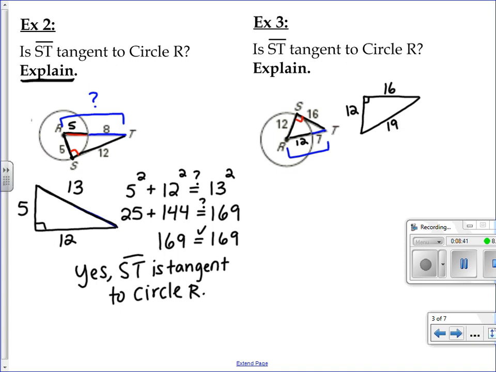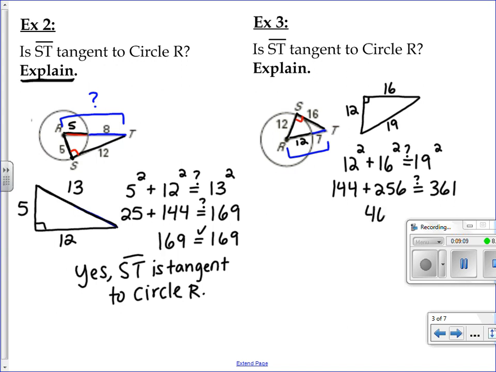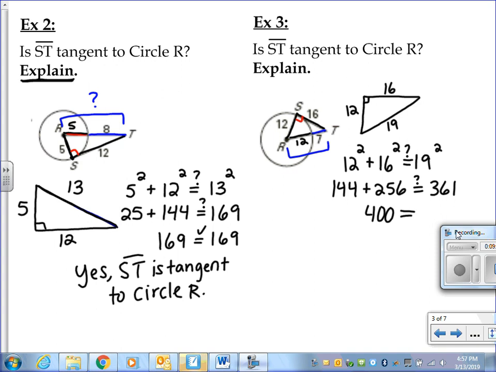So let's go ahead and try the Pythagorean theorem and see if our calculations work with these numbers. So does 12 squared plus 16 squared equal 19 squared? So 12 squared is 144. 16 squared is 256. Does it equal 19 squared, which is 361? 144 plus 256 gives us 400, which is not equal to 361. So what does this tell us? It tells us no, ST is not tangent to circle R.